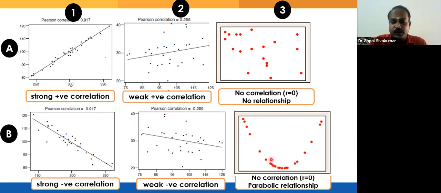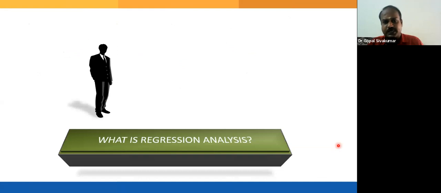However, the R value will let you understand the strength of linearity. Since the R is 0, there is no linearity. Hope it is clear to all of you.